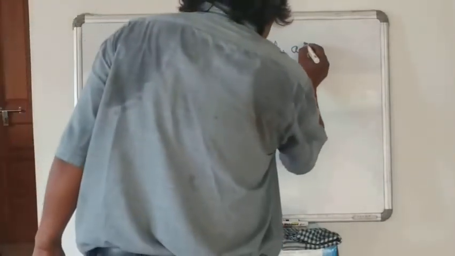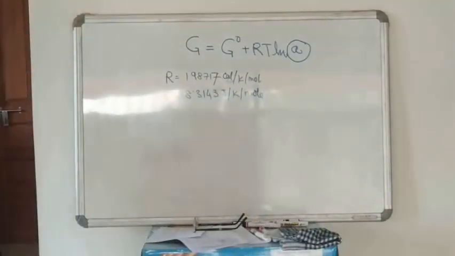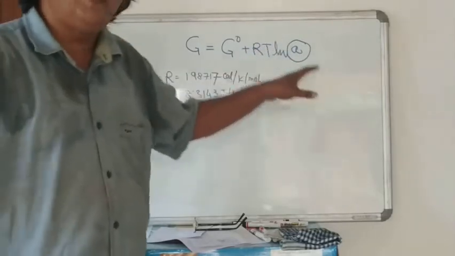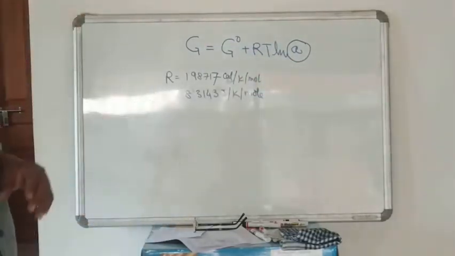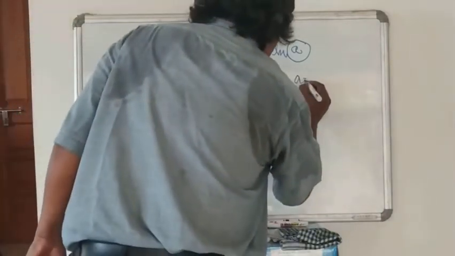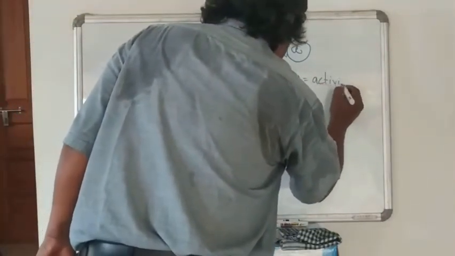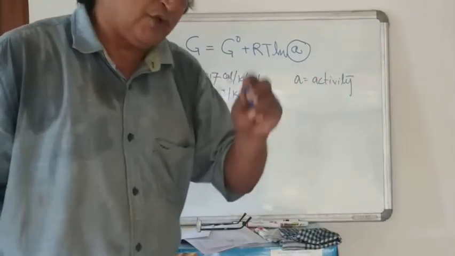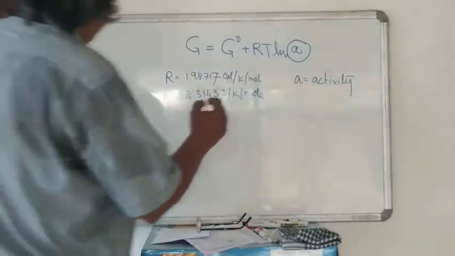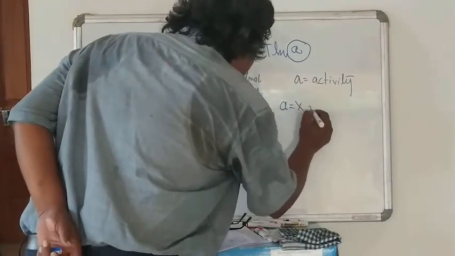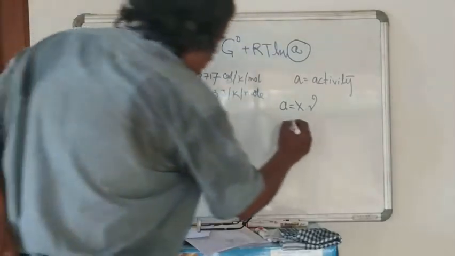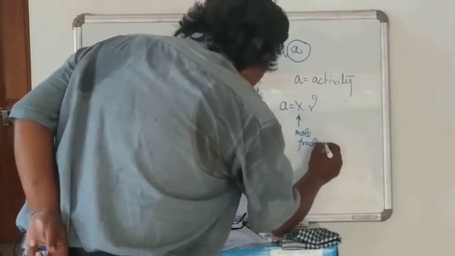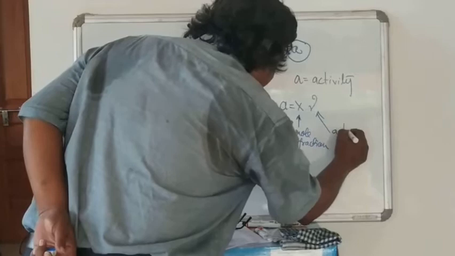And a, this term, is one that is notorious. It is not a very easy term to understand. We will dwell on this term a lot in the next lecture. But for this lecture, you can say that a is called activity. We will talk about this term later, so I'm not emphasizing anything now. a is written as X times gamma, where X is called the mole fraction and gamma is called the activity coefficient.